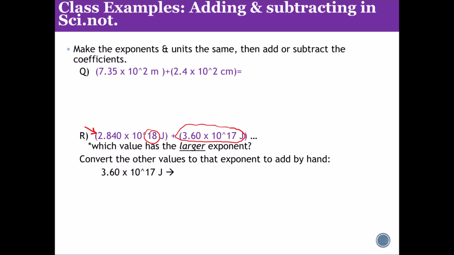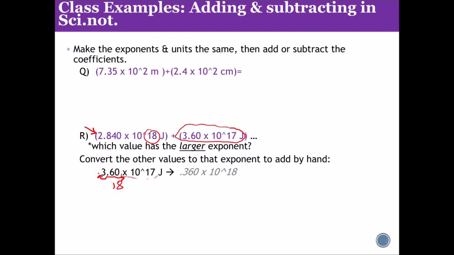So 3.60 times 10 to the 17th, what is my new coefficient going to be when I multiply by 10 to the 18th? If right now I'm multiplying by 10 to the 17th, I'm going 17 decimal places that way. So I need to back that decimal up one, so that I'm going 18 places to the right.